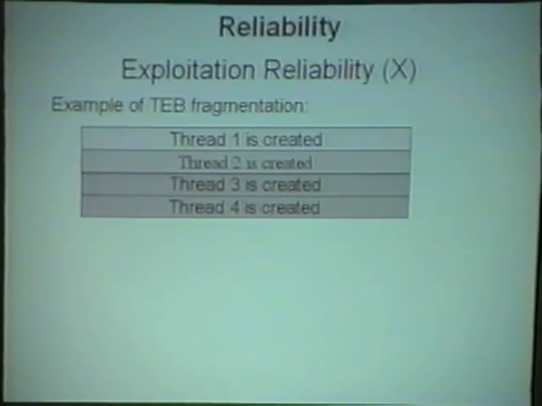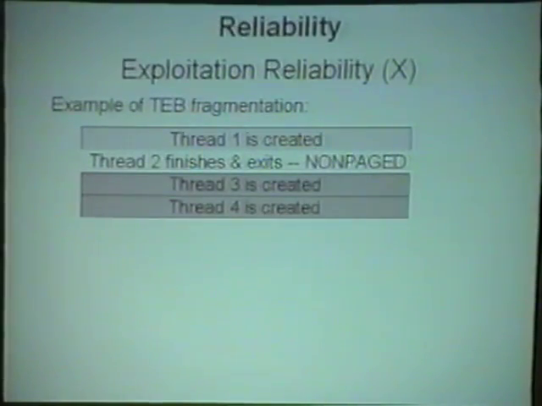I hope this slide works. If not, I'll show it live. You have threads 1 to 4, which have been sequentially created. Now, thread 2 finishes and exits. And this region here becomes non-paged. So if we now start to sequentially override those TEB structure beginnings, we're going to get a segfault with the second thread. And assuming that we want to exploit with the fourth thread, we're never going to reach it because it segfaults before. So we have to somehow deal with the fragmentation of the TEB table.